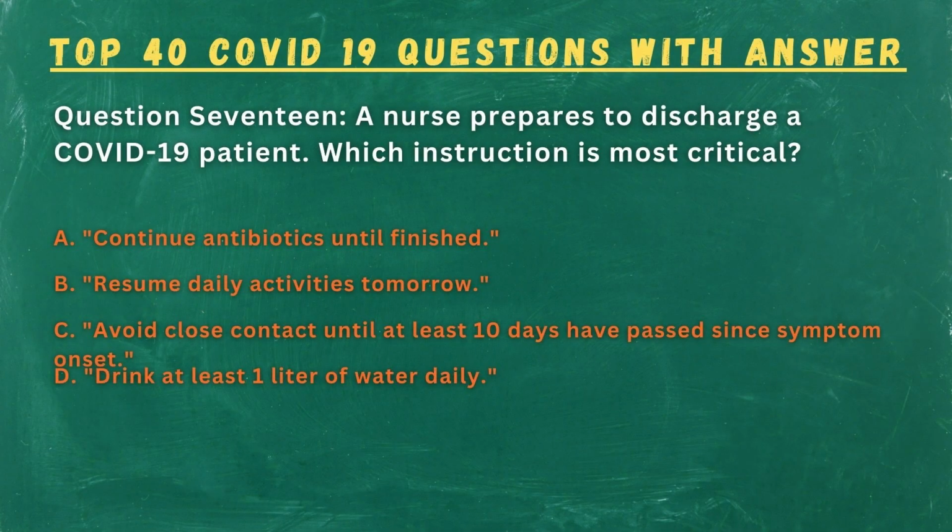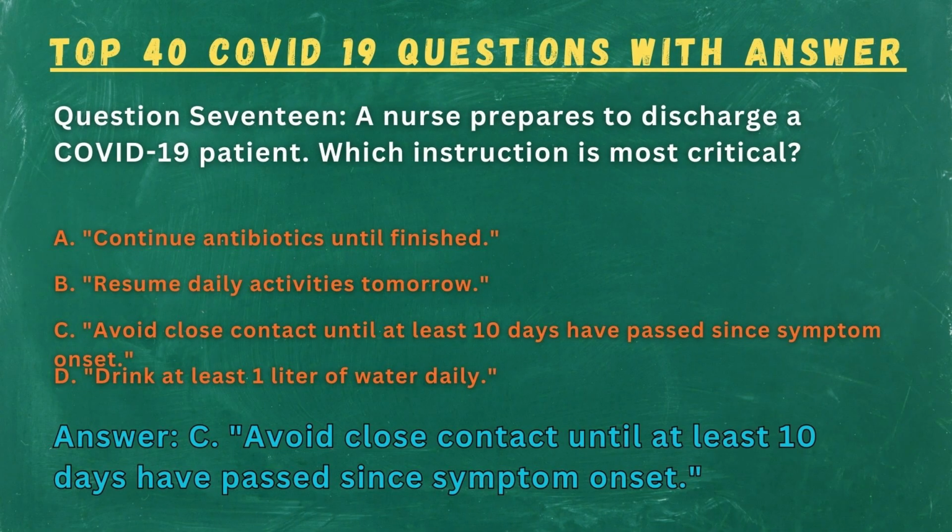Question 17. A nurse prepares to discharge a COVID-19 patient. Which instruction is most critical? A. Continue antibiotics until finished. B. Resume daily activities tomorrow. C. Avoid close contact until at least 10 days have passed since symptom onset. D. Drink at least 1 liter of water daily. Answer: C. Avoid close contact until at least 10 days have passed since symptom onset.